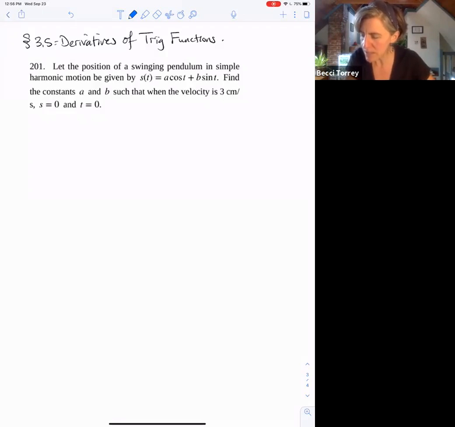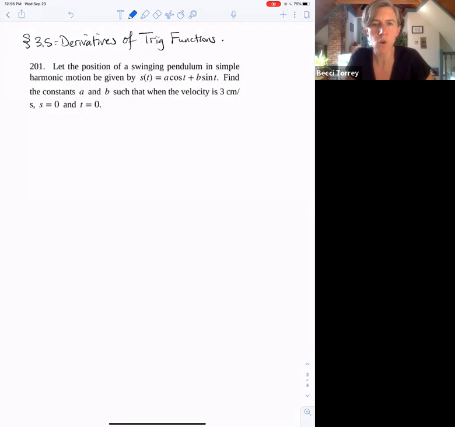And the problem says, let the position of a swinging pendulum in simple harmonic motion be given by S of t equals a times cosine of t plus b times sine of t. And they want to find the constants a and b such that when the velocity is 3 centimeters per second, S is equal to 0 and t is equal to 0.